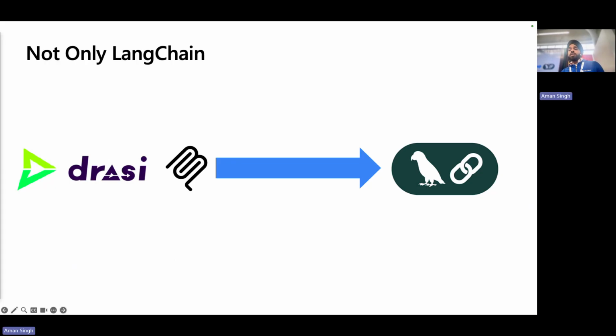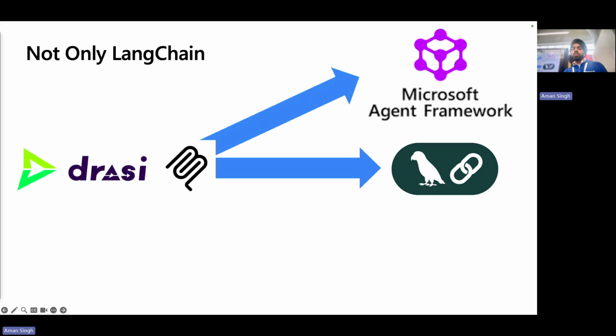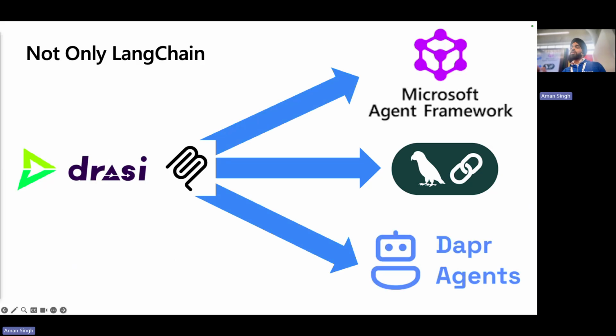But anyways, this is just MCP, so that means we are not just limited to LangChain, right? We could also use Microsoft Agent Framework or Dapr Agents, which is another open source project within CNCF. So as long as your agents are speaking MCP, you could be using Drasi to watch your data changes inside your data sources, and then push these changes to your agents as and when they happen.